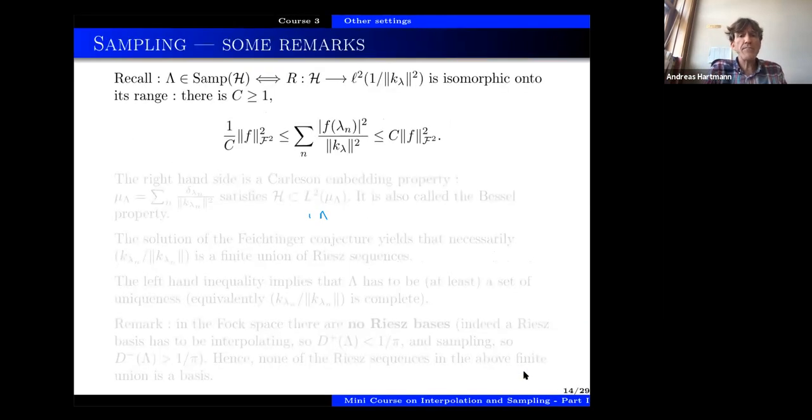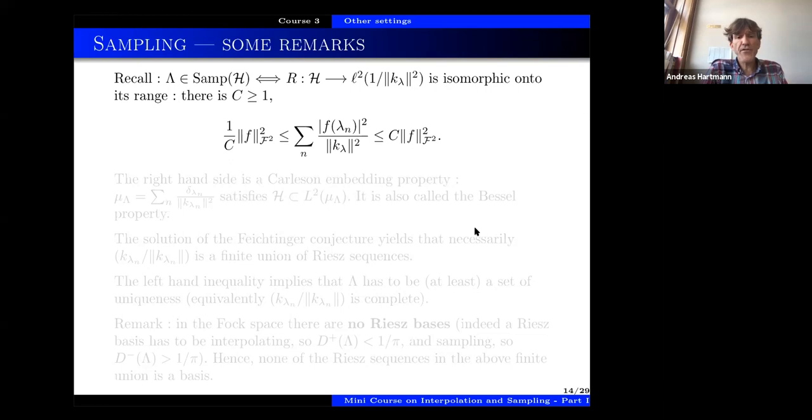So this is just a small observation. I haven't really spoken about sampling. I just gave you the result by Seip and Wallstén in this situation. Yesterday, Martin mentioned the Feichtinger conjecture, which is now a theorem.